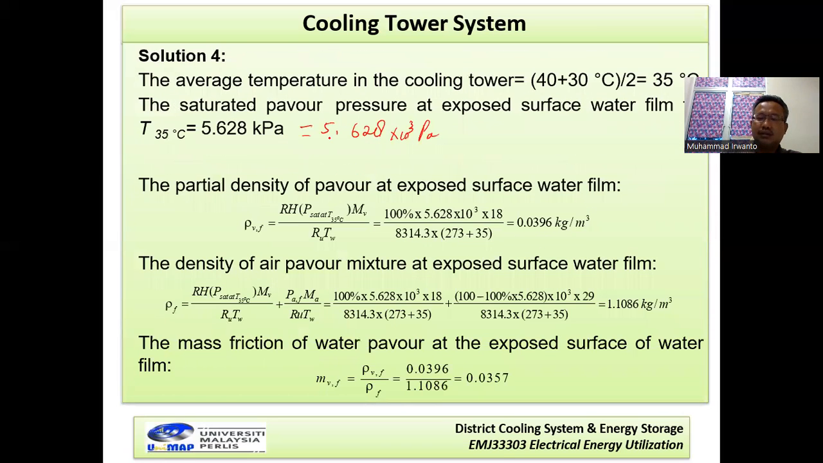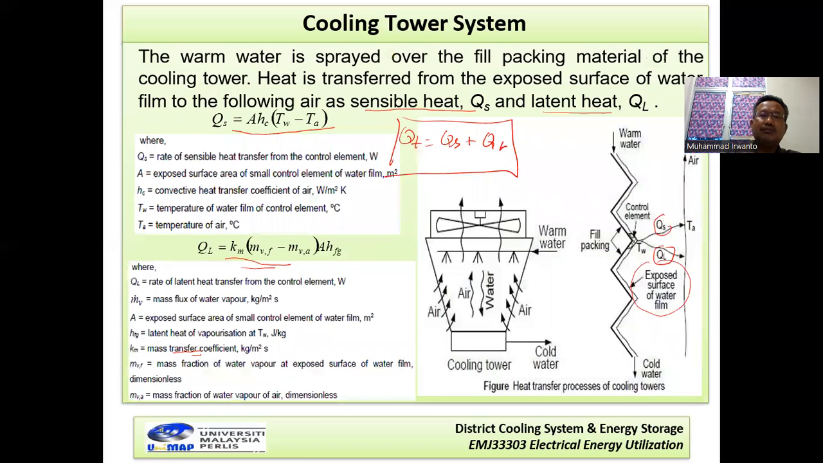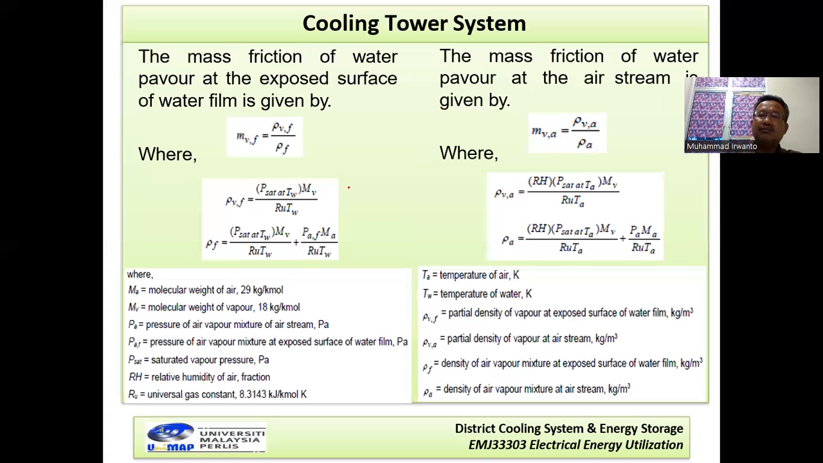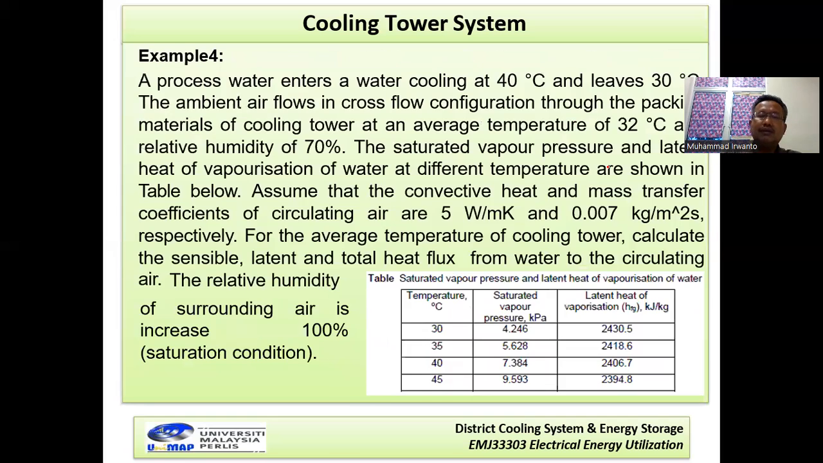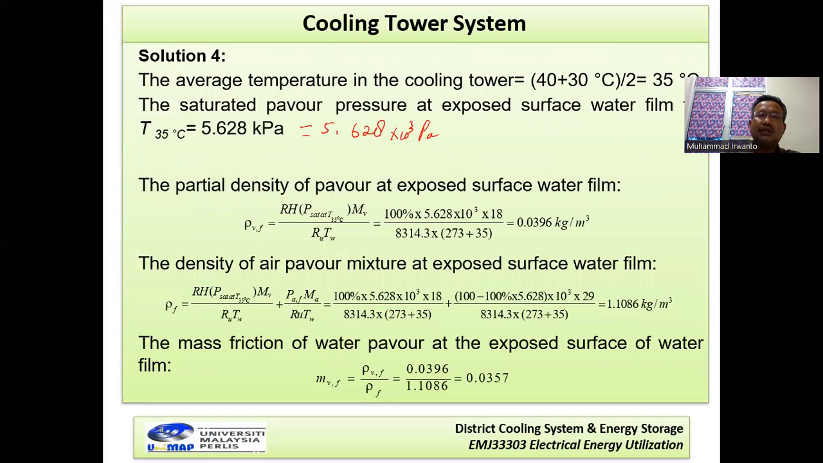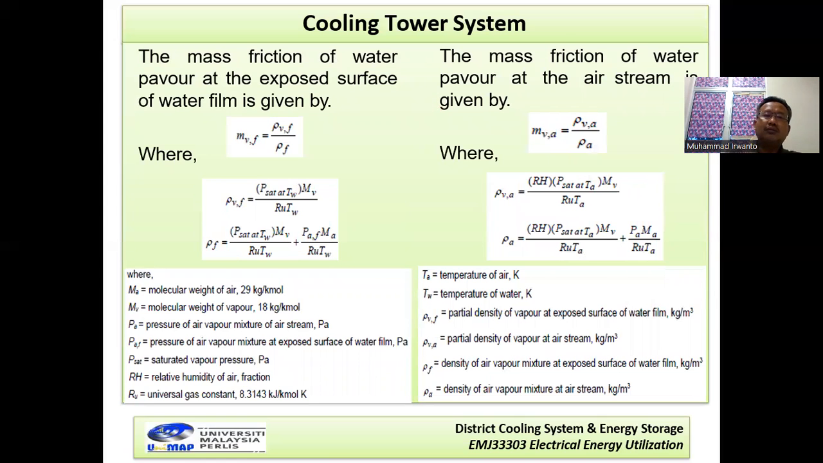Before that, we want to find MPa, which is given by this one. So rho Va is equal to RH multiplied by P saturation at Ta over RU Ta multiplied by MPa. First we want to find the value of the mass fraction of the water by using this formulation.